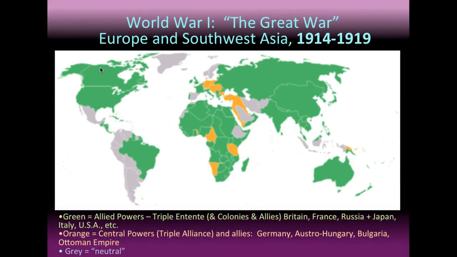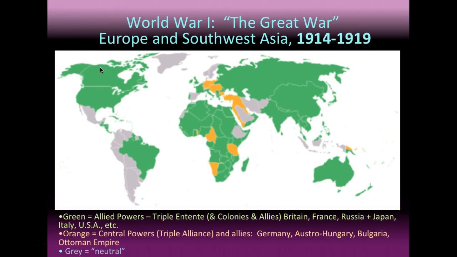And here's that crazy map that I was telling you about. The green countries are the Allied powers. They're also called the Triple Entente, and that's including the European superpowers and their colonies and their allies. The main players, Britain, France, Russia, and Japan, plus Italy and the United States and all of their colonies, like India. That was a really big one. India sent a lot of troops over because they were forced to by the British.